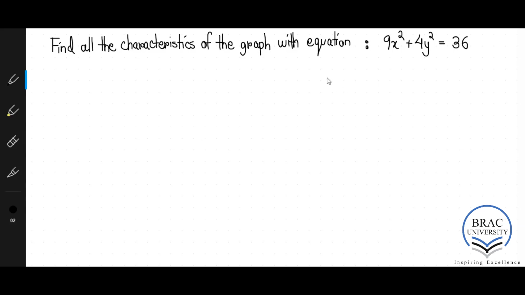So let's have a look at this example of an ellipse. We are asked to find all the characteristics of the graph with this equation. Now, to identify whether this is firstly an ellipse or not, in the general form, we can do some simplifications. We can divide everything by 36, and what we would get is x squared over 4 plus y squared over 9 is equal to 1.